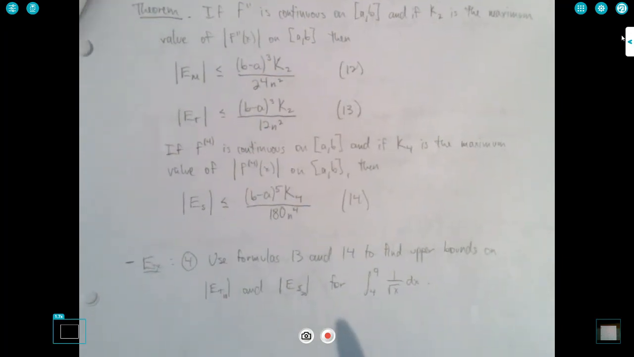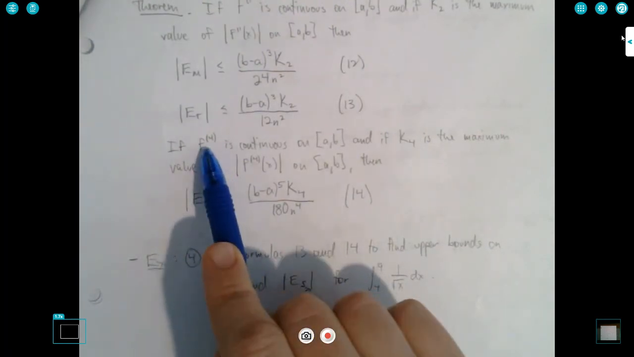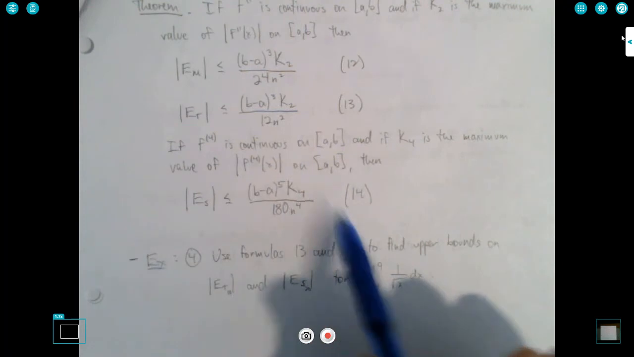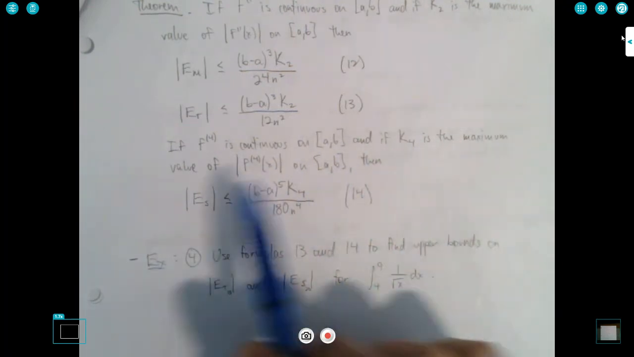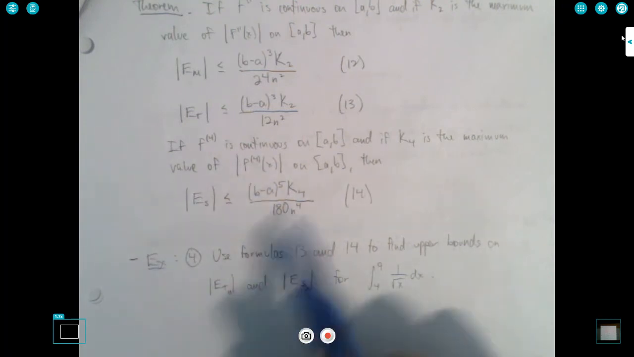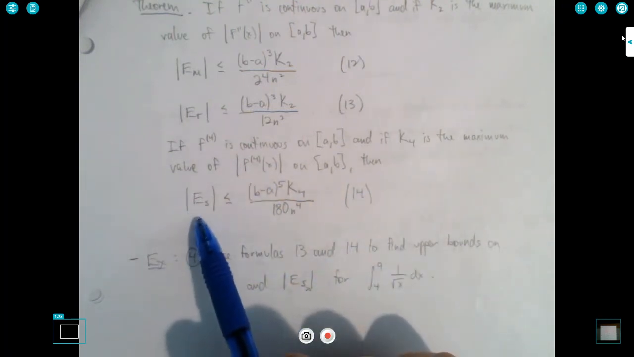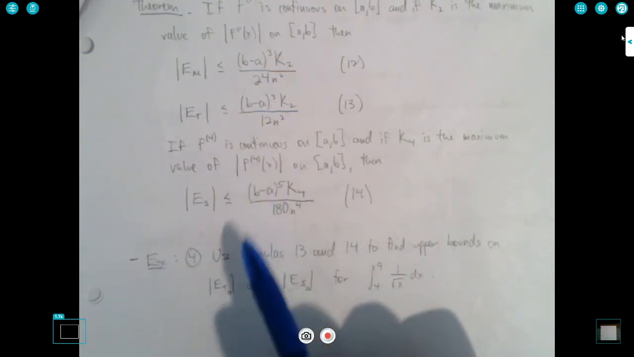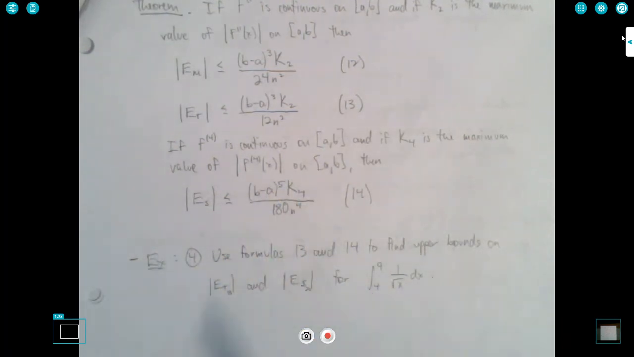And then for Simpson's rule, we have to go up to the fourth derivative, right? So if the fourth derivative of f is continuous on [a,b], and if K4 is the maximum value of the absolute value of the fourth derivative on [a,b], then the error for Simpson's rule is always less than or equal to this monstrosity, right? (b minus a) to the fifth times K4 over 180n to the fourth.